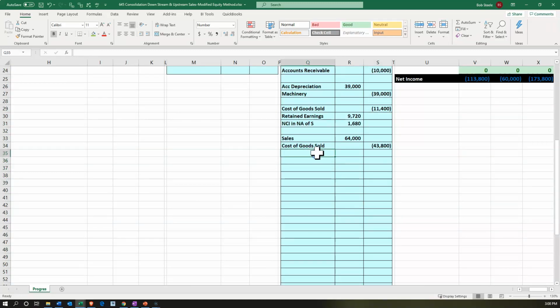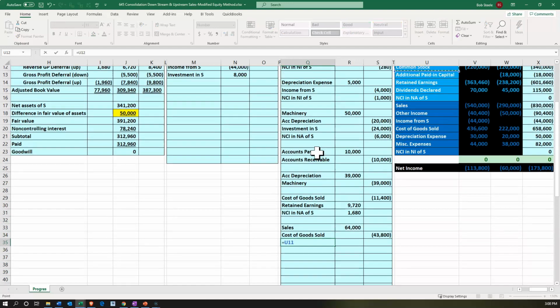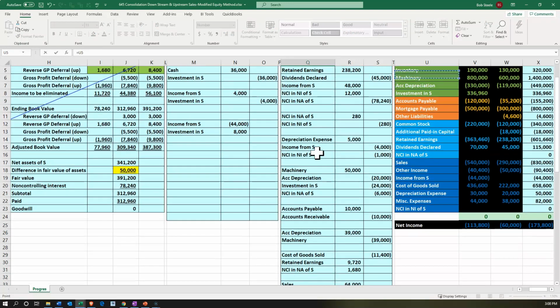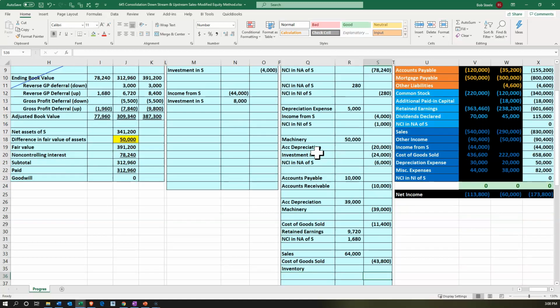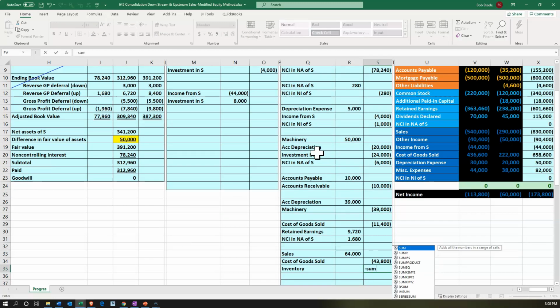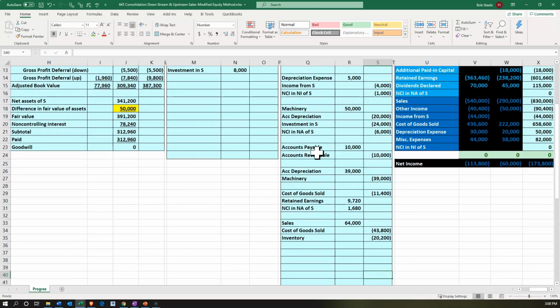And then I'm going to say then the inventory is going to be the other side of this thing. So I'm going to say inventory is here, and that's going to be the negative sum. So it's like negative sum. And there we have that.